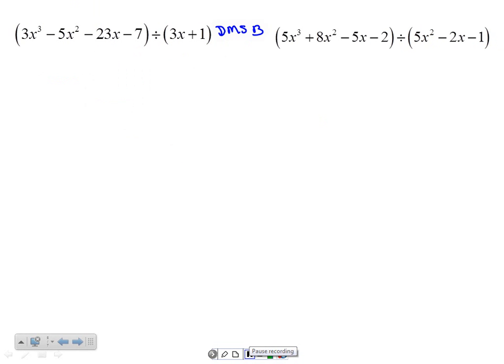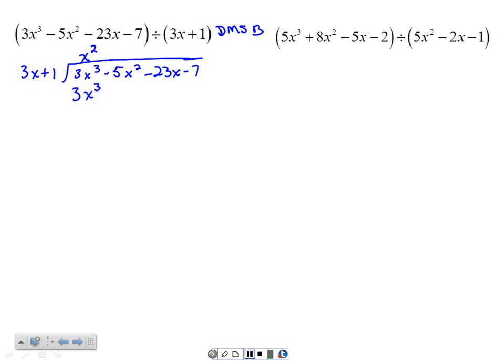Alright, so let's set this problem up. You're going to have 3x plus 1 on the outside, and 3x to the third minus 5x squared minus 23x minus 7 on bottom, or inside. So if we divide, 3x to the third divided by 3x is going to give me x squared. Multiply around, x squared times 3x is going to be 3x to the third, and x squared times 1 is going to be plus 1x squared.